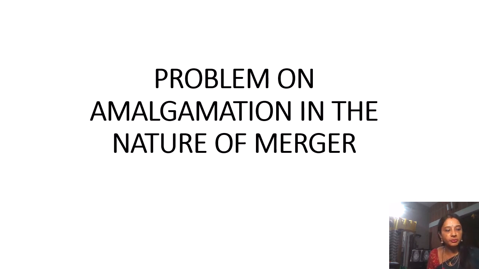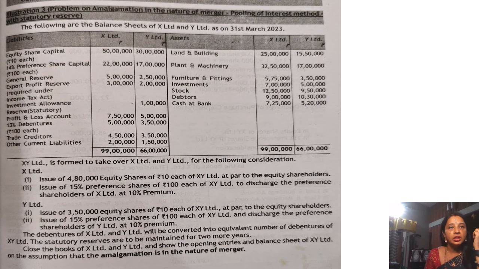Myself Dr. Shobhanis from Government RC College, continuing on our amalgamation series video. I'm here to solve a problem on amalgamation in the nature of merger. In the previous video, we had understood the theory relating to merger: what are the two changes with respect to journal entries, especially closing entries in the books of transferee company if it is amalgamation in the nature of merger. So let's do a problem on amalgamation in the nature of merger.